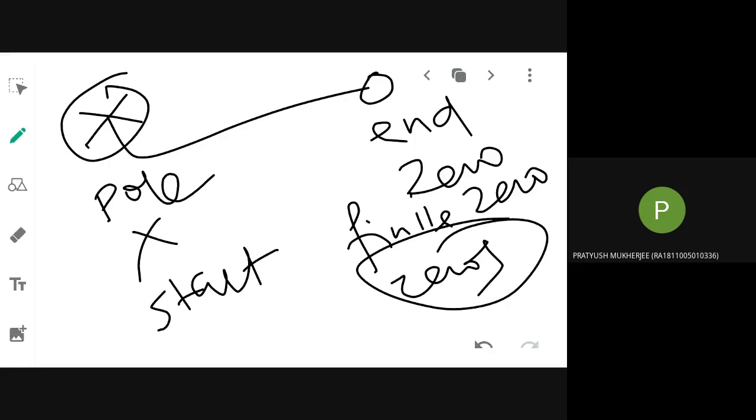Are there any zeros for your system? No, ma'am. No zeros, because the numerator polynomial is having only the open loop gain. So there is no possibility of factors that are present in the numerator. So you are not having zeros.